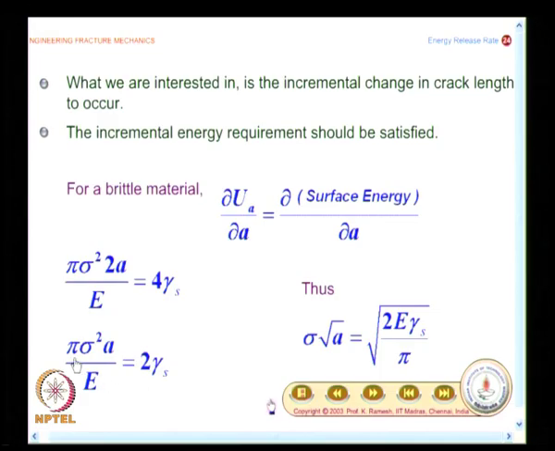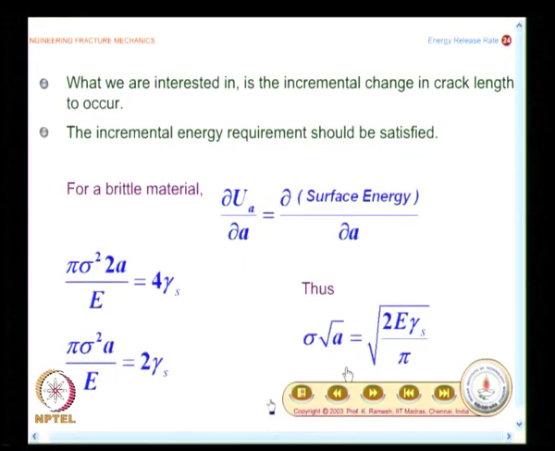So, we get the final expression as pi sigma squared A divided by E equal to 2 gamma s. This could be rewritten as sigma root A equal to root of 2 E gamma s divided by pi. A very important expression and symbolic step by Griffith in advancing fracture mechanics, because he has been able to find out the fracture strength in the presence of a crack.